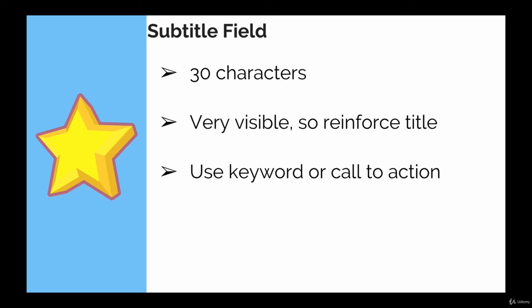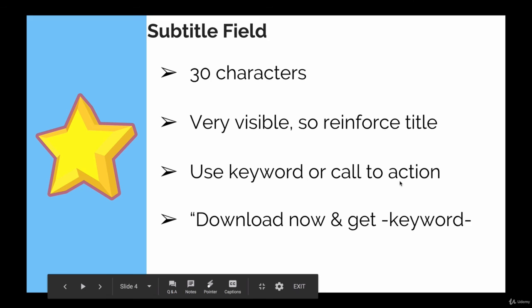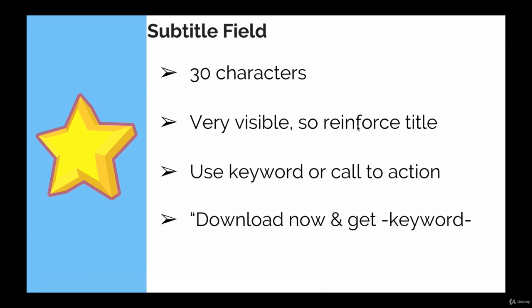And what I'd recommend that you do is use a keyword and combine it with a call to action. For example, you can do something like: download now and get whatever the benefit of the app is. That's the keyword you would use, like and start your business, or and have fun, or whatever the app does.